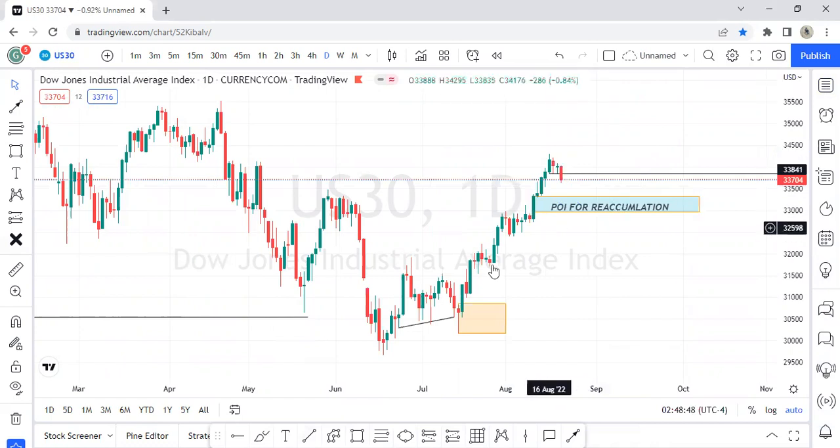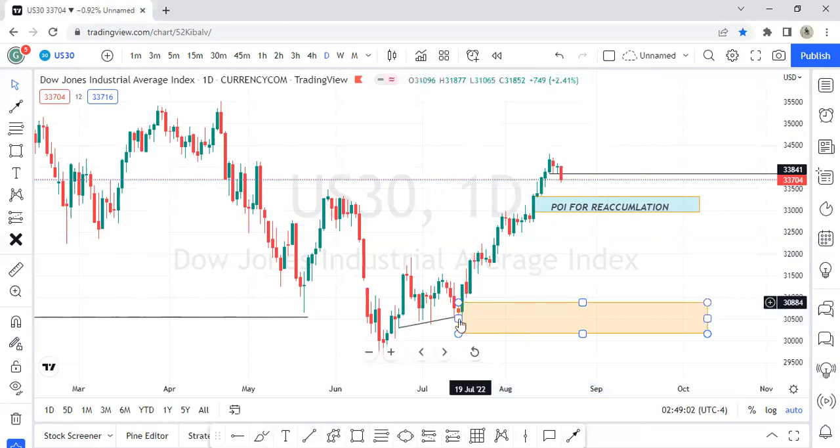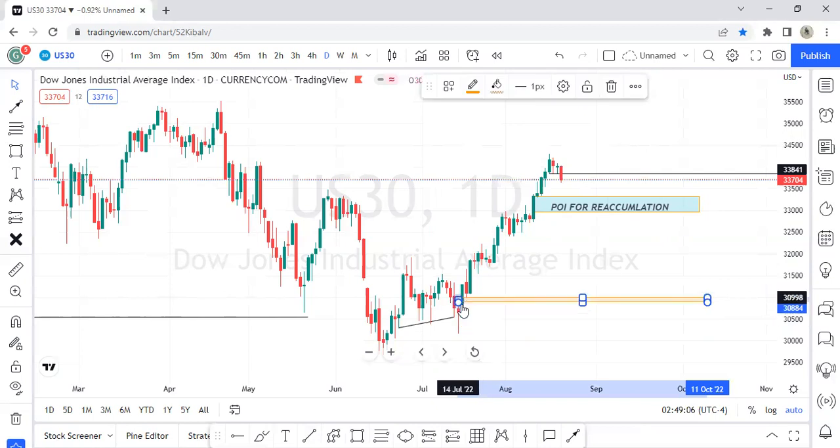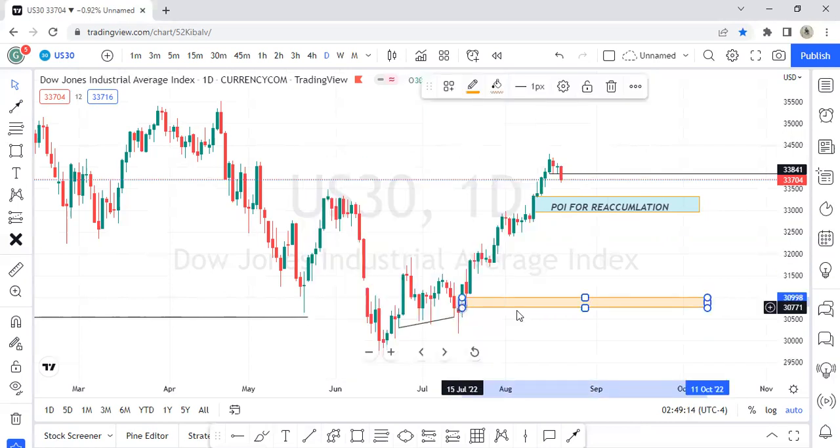So we have an imbalance here, right? I'm looking to see if I can find another one. Okay, I see something here as well. There was a kind of icy candle here. And if you look here, there's a tiny imbalance just here, right? A very tiny imbalance inside here. So let us see.